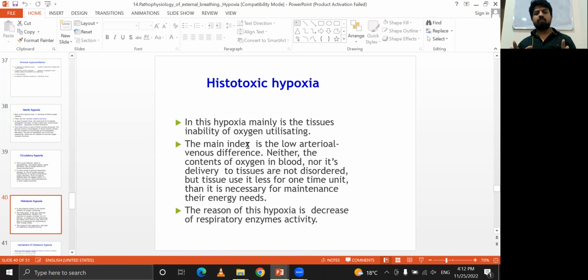it is mainly due to the tissue's inability to utilize oxygen. Means the tissue cannot utilize the oxygen. The main index is the lower arterial venous difference. Neither the content of the oxygen in blood nor the delivery to the tissues is affected. The reason for this hypoxia is a decrease of respiratory enzyme activity.